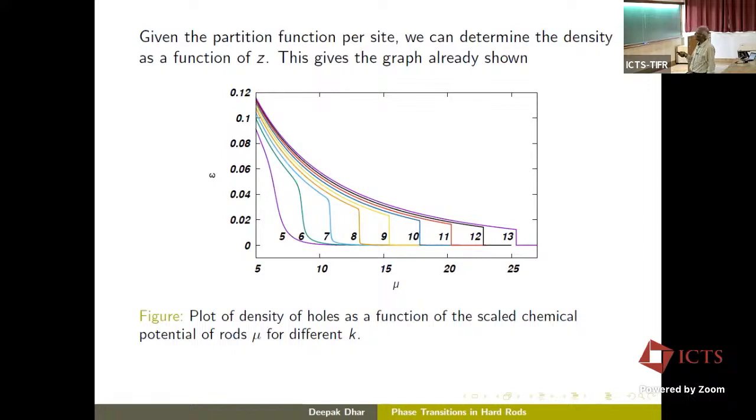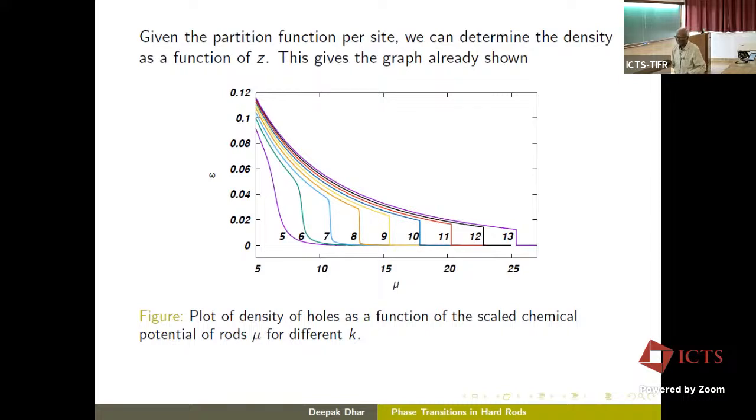This is what I showed before. This is the density of holes as a function of mu. So this is a calculation on a K stripe. So in the end, it's a one-dimensional calculation, and these jumps are not real jumps. If you zoom up this stuff, you will see that this is actually smooth for the finite K stripe.